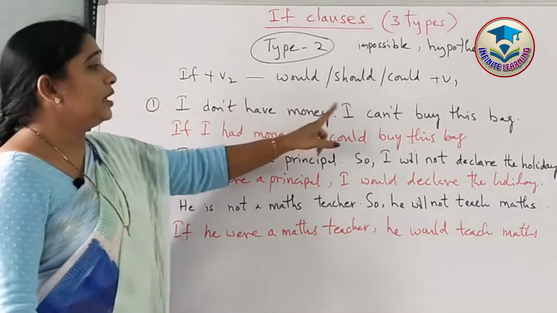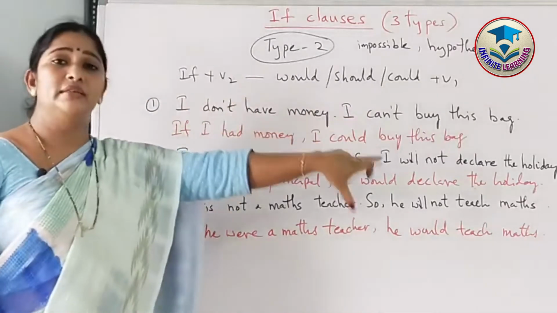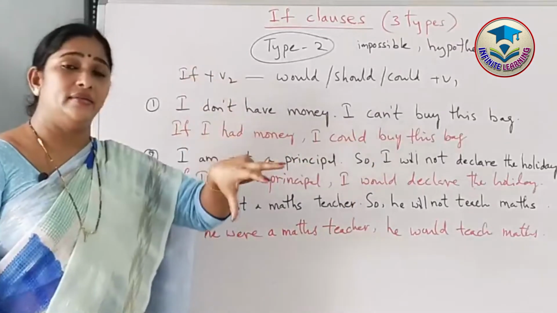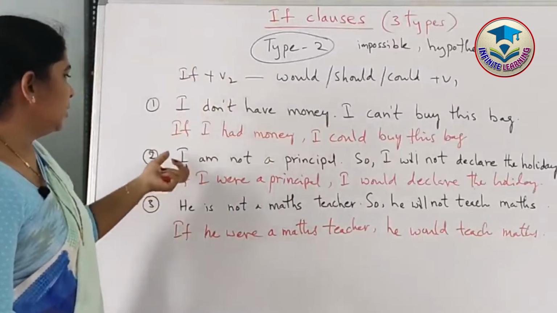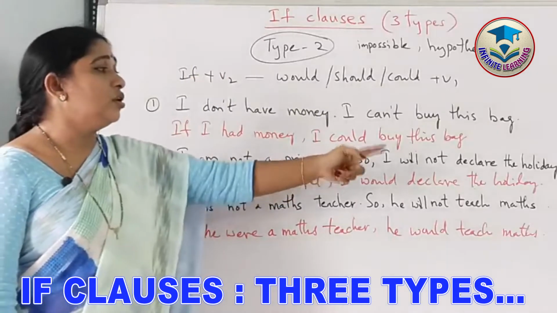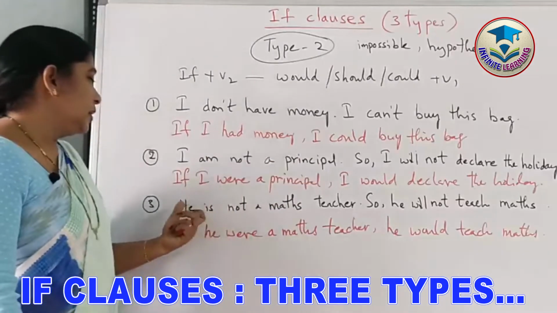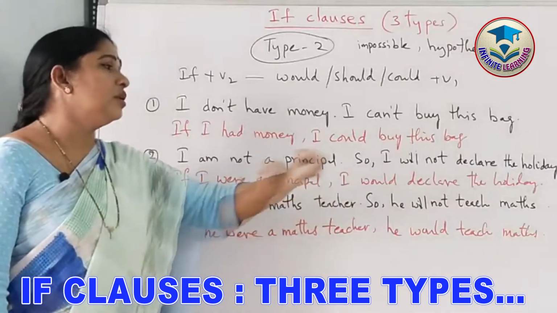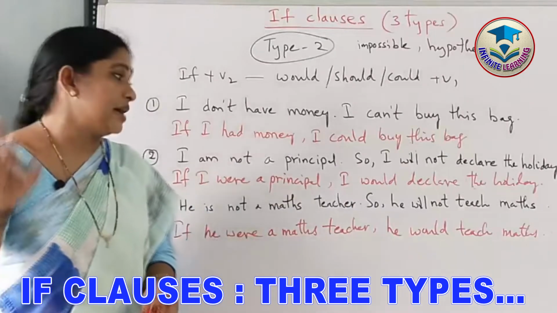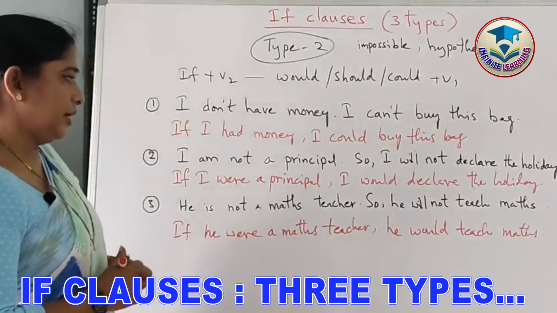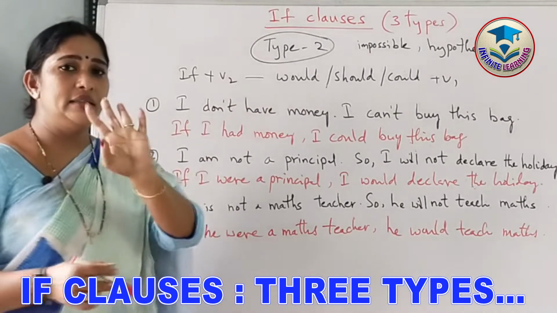I don't have money, I can't buy this car. So, if I had money, I could buy this car. That will not happen. Just imaginary, hypothetical. I am not a principal, I will not declare the holiday. If I were a principal, I would declare the holiday. He is not a maths teacher, so he will not teach maths. If he were a maths teacher, he would teach maths. These are the three examples for the second type, and there is a third type.